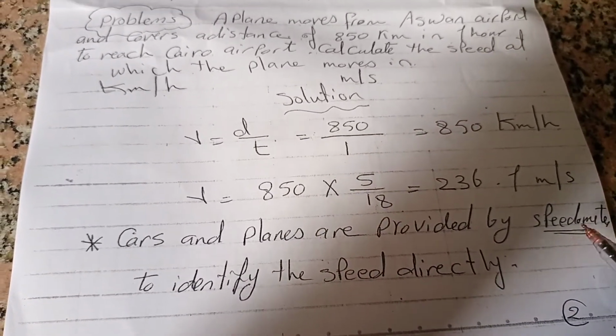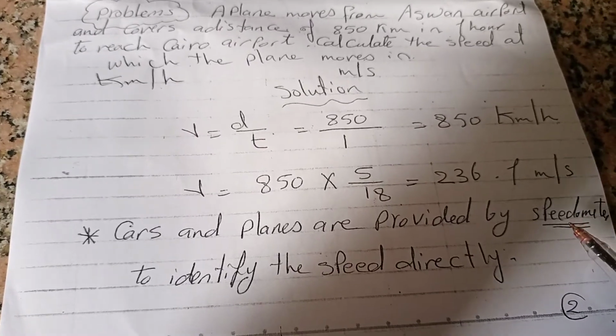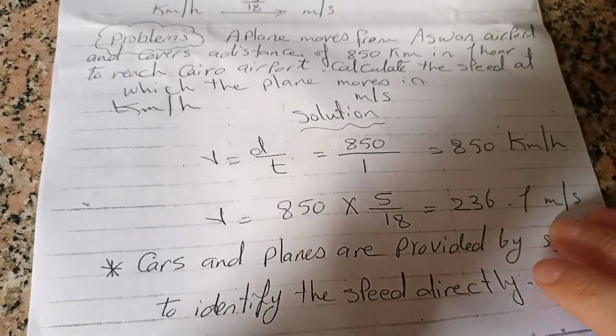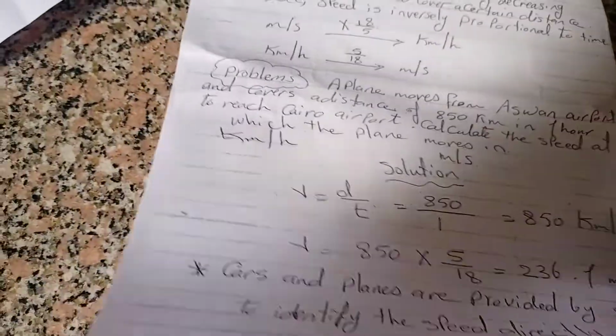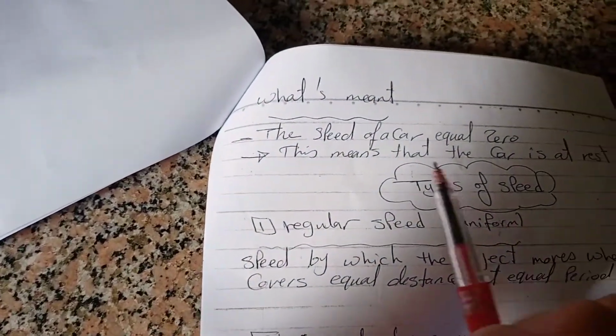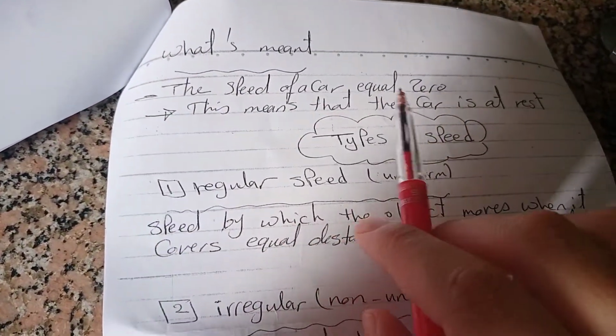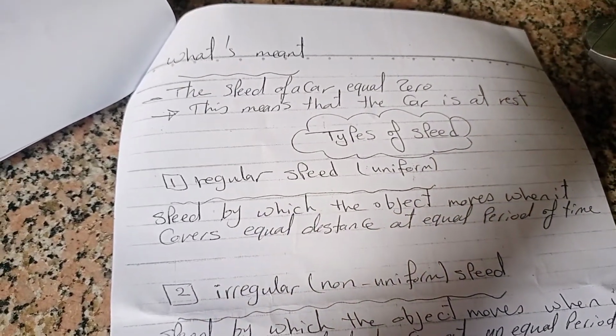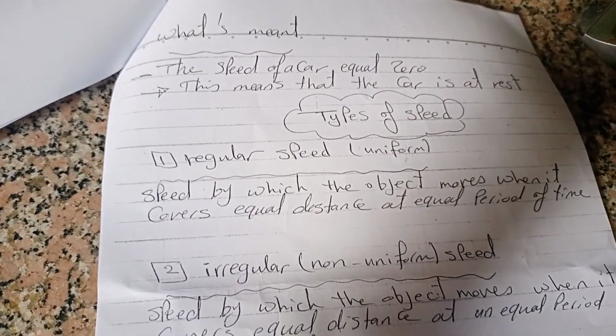Cars and trains are provided with a speedometer. Why? Because it calculates or identifies the speed directly. So the importance of the speedometer is to identify the speed of the car directly. What is meant by the speed of the car equals 0? This means that the car is at rest. Its speed equals 0, meaning it doesn't move.